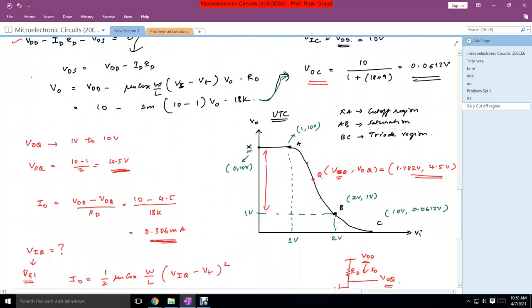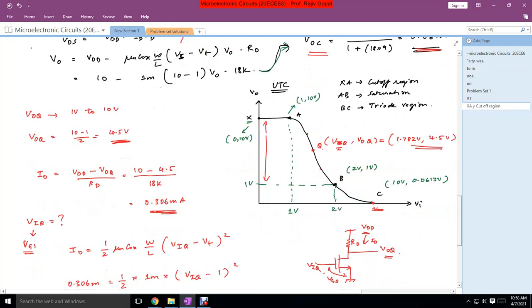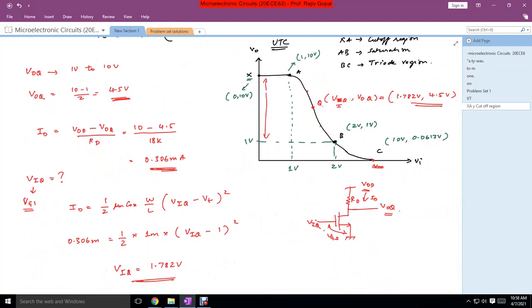Now what we considered here is VIC to be 10 volts, which is the same as VDD. So from that you get VOC, which turns out to be a very small value, 0.0613 volts. So from that you get the coordinates of point C. And I have chosen a Q point which is in the middle of the saturation region, so that is why VOQ is 4.5 volts.